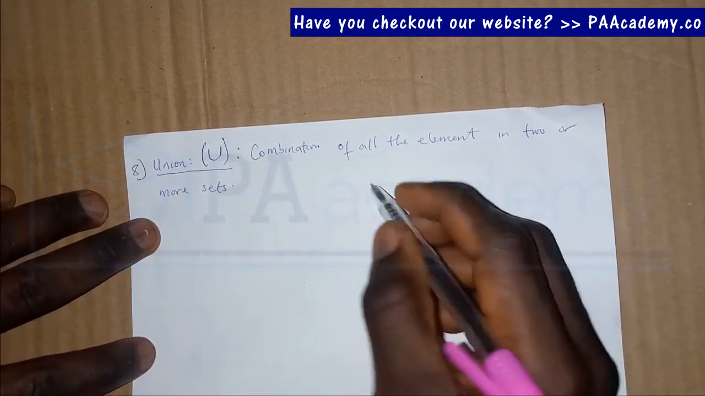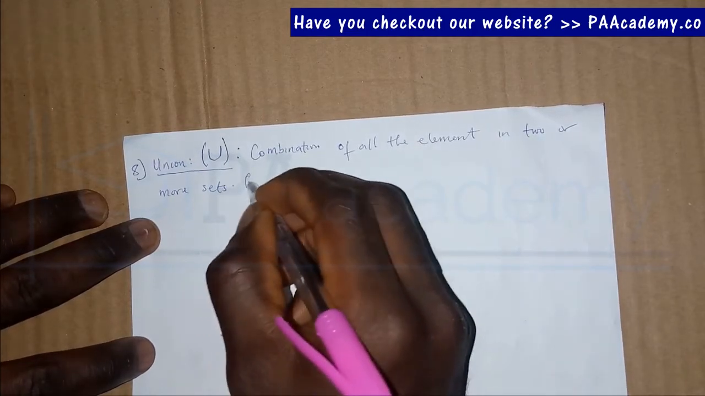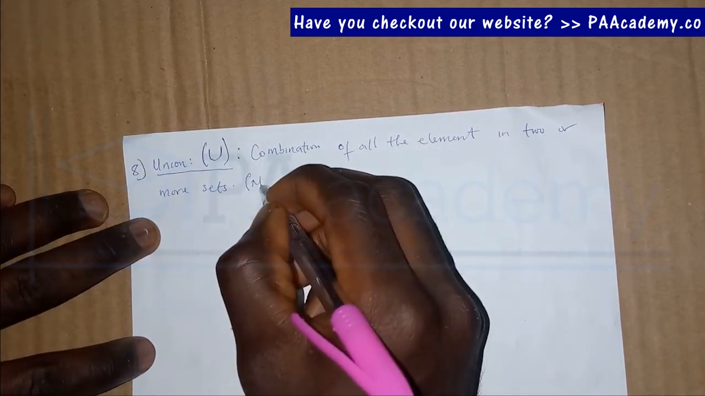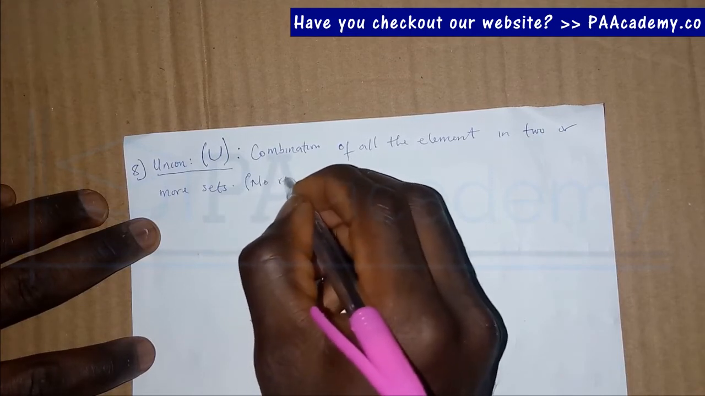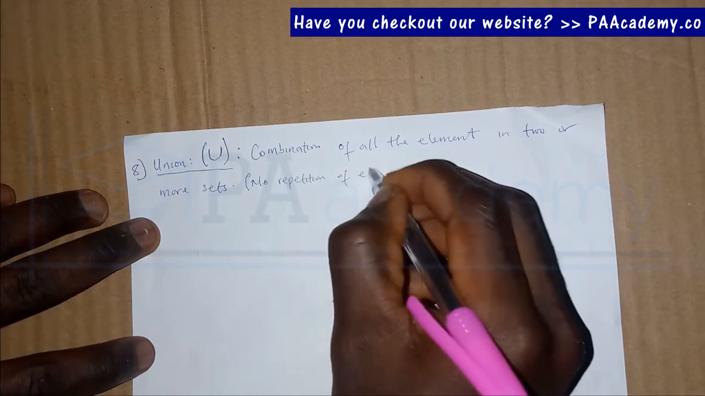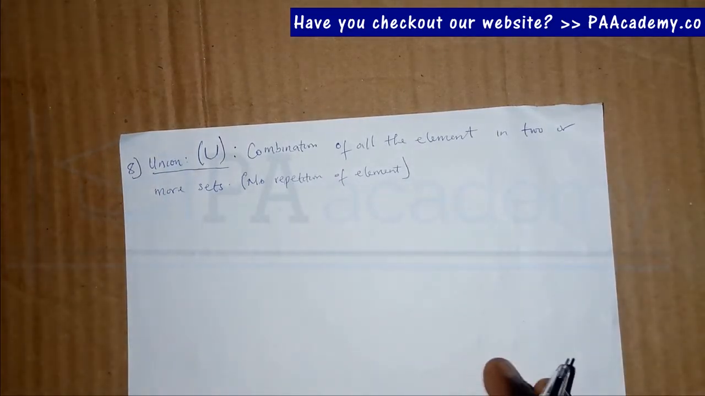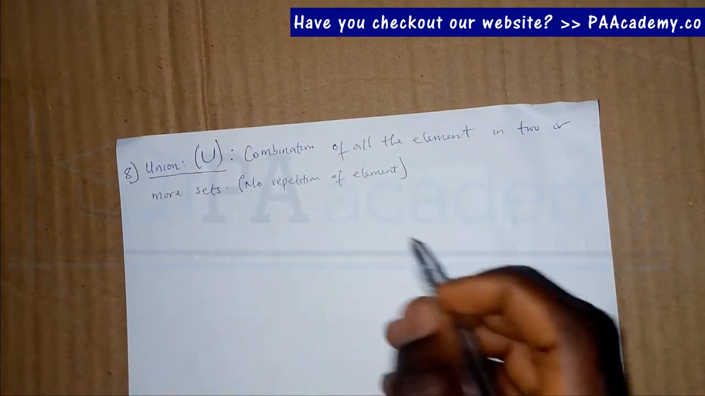Exactly. And there's one thing you also have to notice, that, let me put that in brackets, is that there is no repetition of elements when you are considering the union of a set. Alright, so let's look at an example.